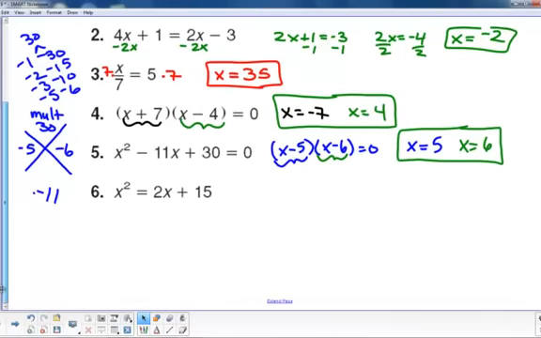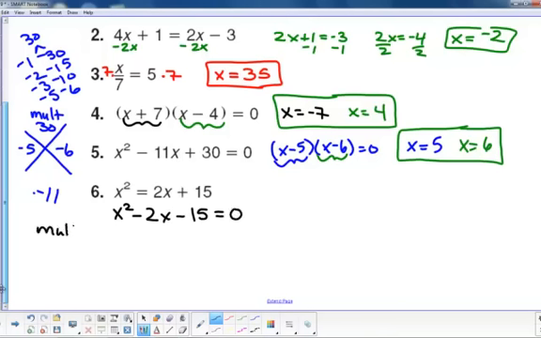And in the last little recap, we need to put everything on one side. I like my x squared's positive, so I'm going to bring everything to the left. And then are there 2 numbers that multiply to give negative 15 that add to give negative 2?